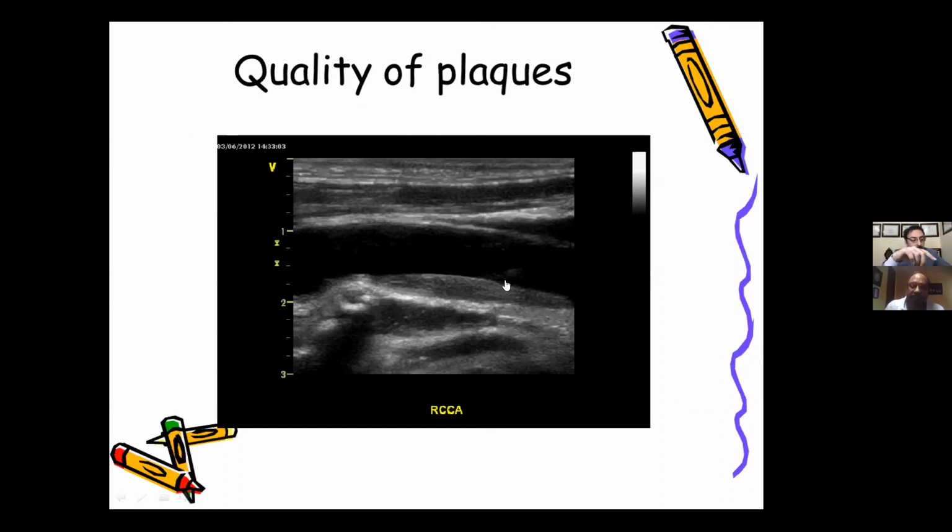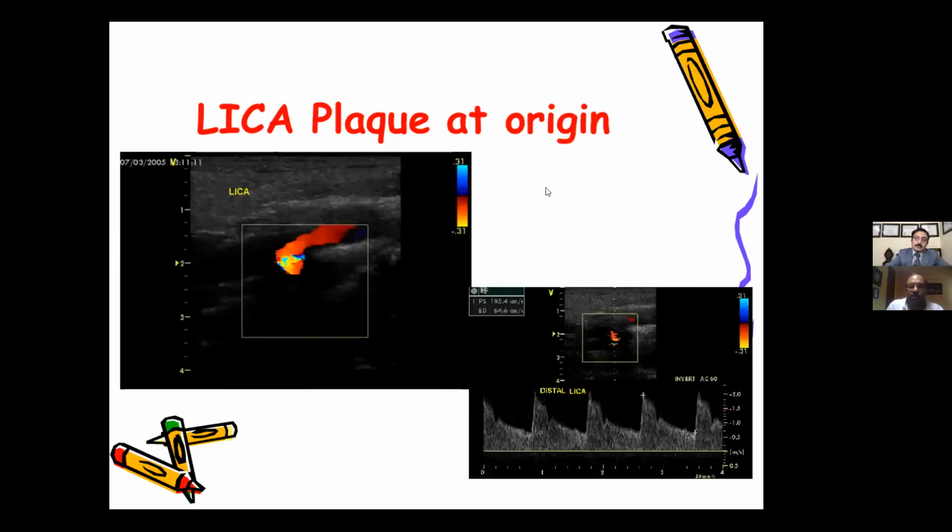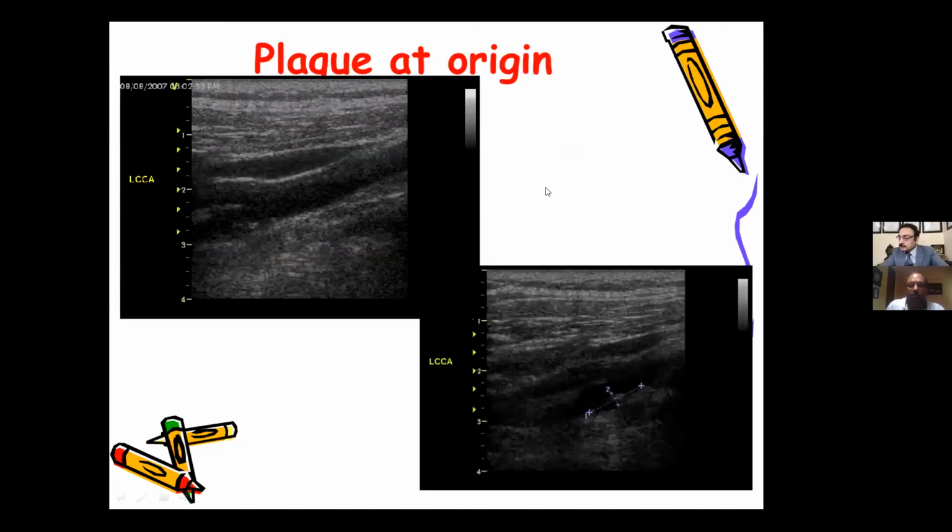And these are not dangerous plaques. Suppose they have a fibrofatty plaque with a central halo. They are dangerous plaques despite having no significant stenosis. They should be undertaken for interventions. Next goes plaque at the ICA origin. And I happen to say that the majority of plaques are seen at the origin of the internal carotid artery.